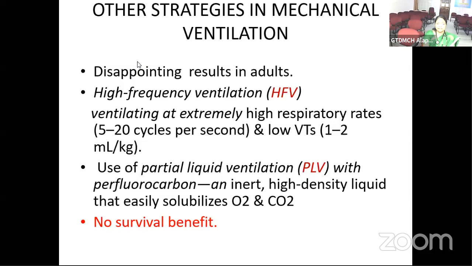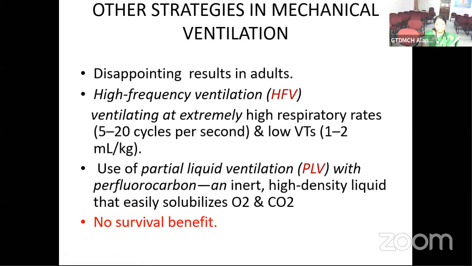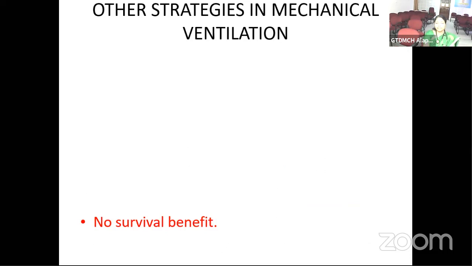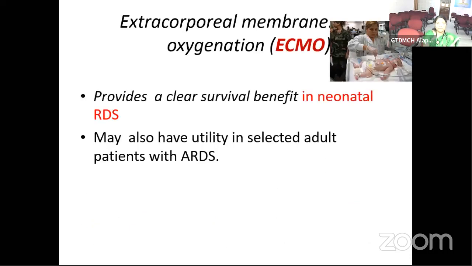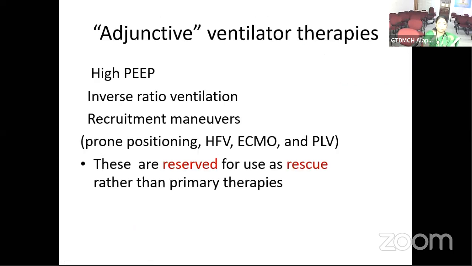So there are other strategies for mechanical ventilation in ARDS, but no survival benefit has been shown in various studies. But you should know about ECMO also, extracorporeal membrane oxygenation. This provides a clear survival benefit in neonatal RDS, but it may also have some utility in selected adult patients with ARDS, but we are not using ECMO now. So I told you there are adjunctive ventilator therapies like high PEEP, inverse ratio ventilation, recruitment maneuvers like prone positioning, ECMO, PLV. All these are reserved for use as rescue rather than primary therapies.